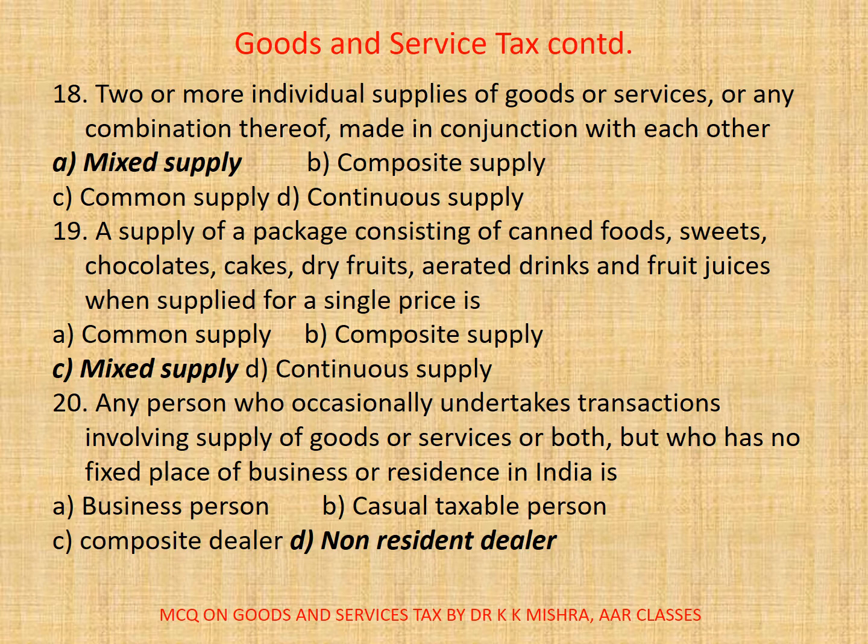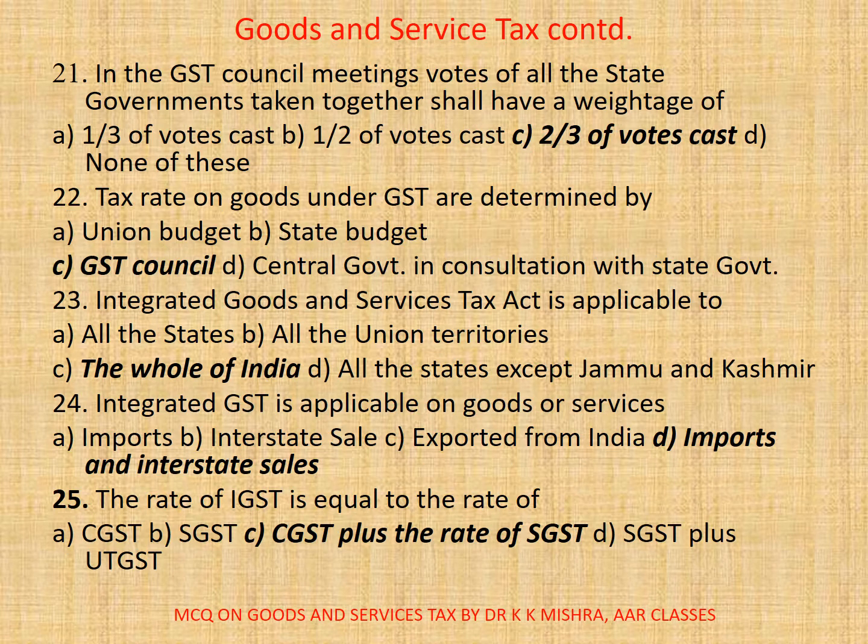Mixed supply. 20. Any person who occasionally undertakes transactions involving supply of goods or services or both, but who has no fixed place of business or residence in India is. Options are A. Business person, B. Casual taxable person, C. Composite dealer, D. Non-resident dealer. The correct option is D. Non-resident dealer.